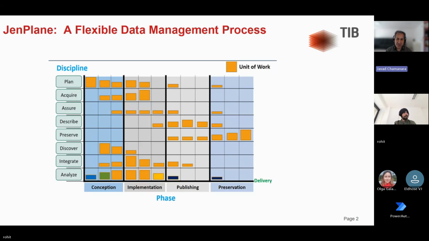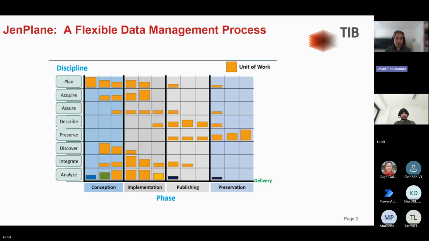If you look at the preserve, for example, basically you don't do preservation in consumption and implementation. You start doing this in the publication phase and later on extensively in the preservation phase. So this is basically giving you the chance and the power to flexibly choose when you want to put focus on where. So this is basically part of the flexibility.